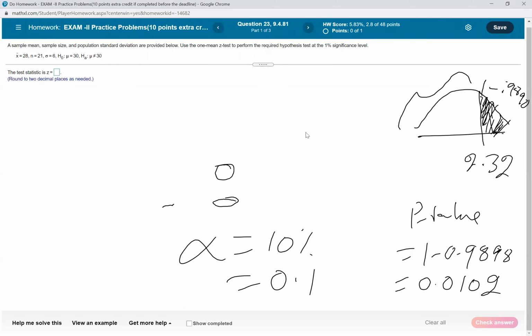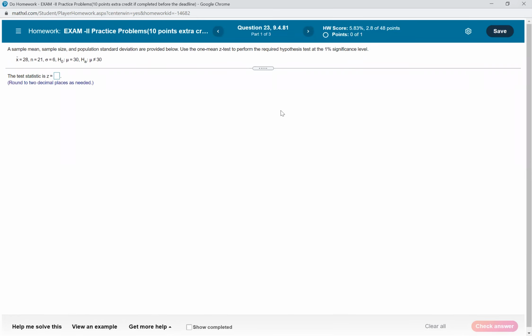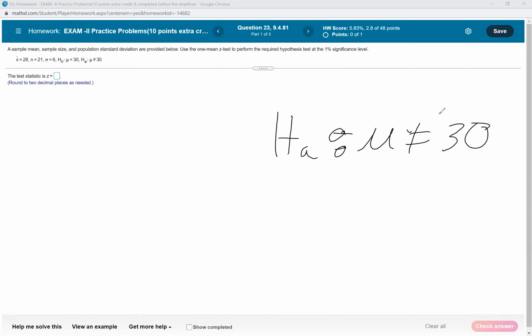Okay, so this is a two-tail test. Since we went over the right tail and left tail tests, I think it's better to go over this one as well. We are given the sample mean, the population standard deviation, and the alternative. The alternative is mu not equal to 30, that is, the population mean is not equal to 30.